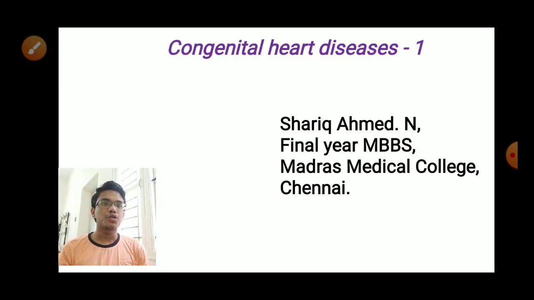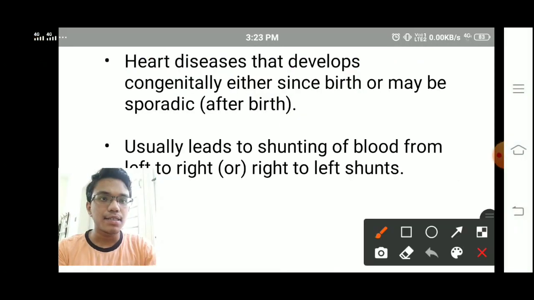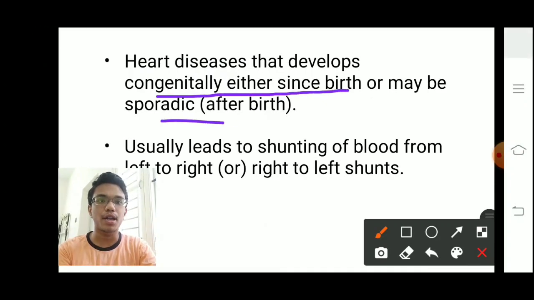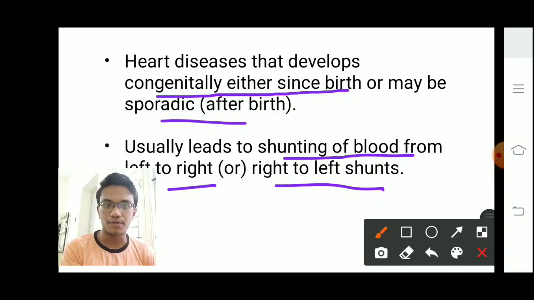First you should know what congenital heart disease is. Basically, congenital heart diseases develop congenitally, either since birth or sporadically, and most cases are sporadic only. This usually leads to shunting of blood from left to right or right to left. Now the question arises, what is a left to right shunt and what is a right to left shunt, and how do we differentiate these two? What are the characteristic features of left to right as well as right to left shunts? We will be discussing the pathophysiology now.